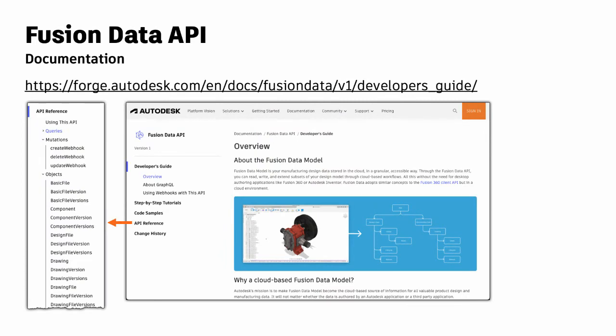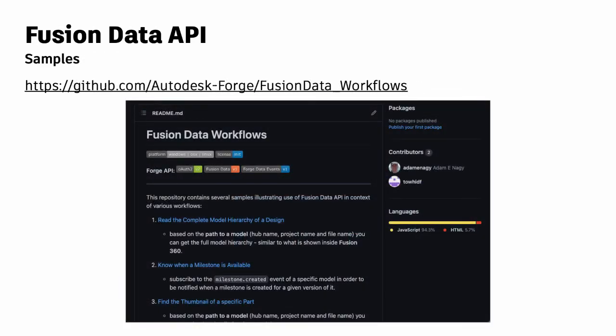You'll find the documentation of the Fusion Data API at the link below, which provides you with a nice overview of the capabilities, tutorials, samples, and also a list of all the objects that are exposed. The source code of the samples can be found inside this GitHub repo. Since there is a single endpoint where you can send your GraphQL requests, therefore the samples are fairly similar. Mainly the GraphQL queries are different.